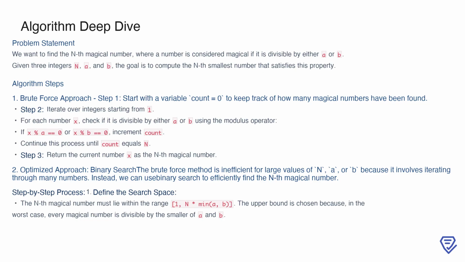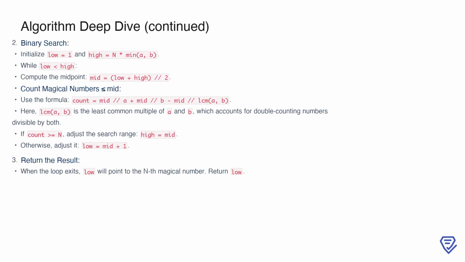To address this inefficiency, we turn to a more optimized solution, binary search. This method significantly reduces the number of calculations required to find the nth magical number. The optimized binary search approach begins by defining a search space. The nth magical number must fall within the range from 1 to n * min(a, b). This upper bound is based on the assumption that, in the worst case, every magical number could be divisible by the smaller of a and b.